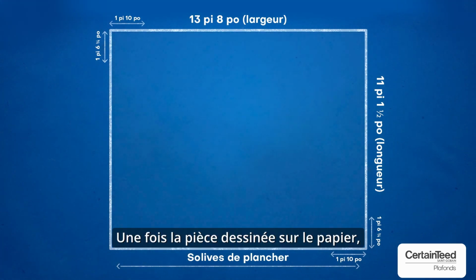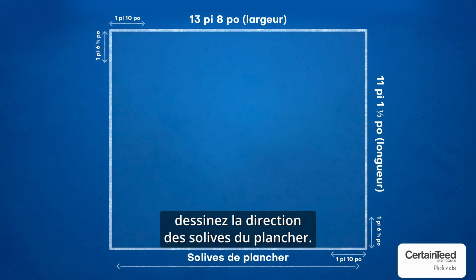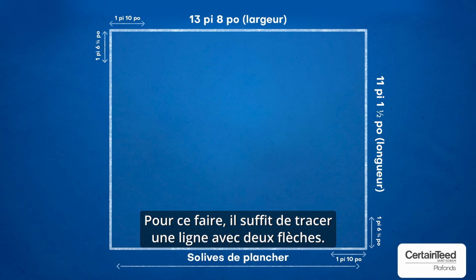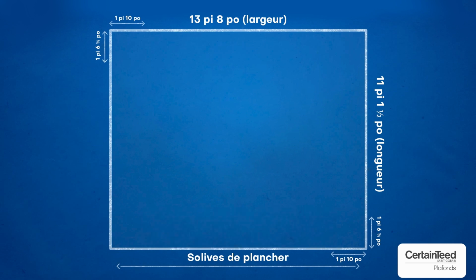Once the room is drawn on paper, draw the direction of the floor joists. This can be done by simply drawing a line with 2 arrows.